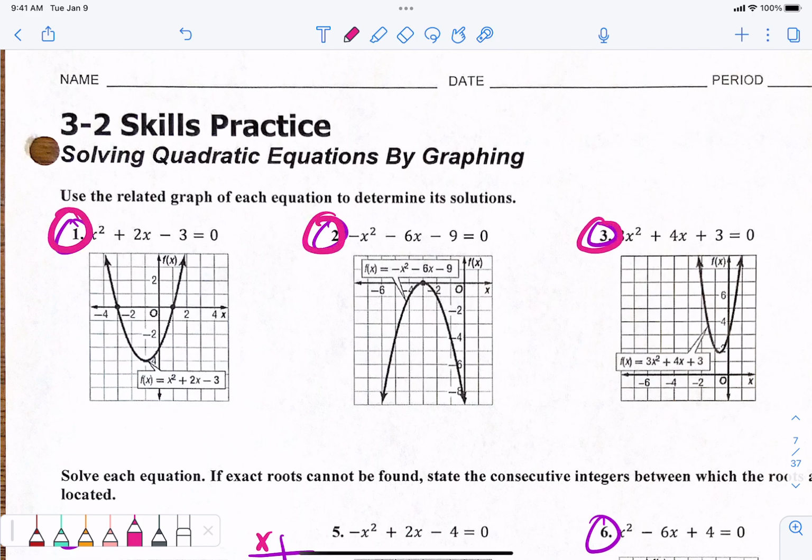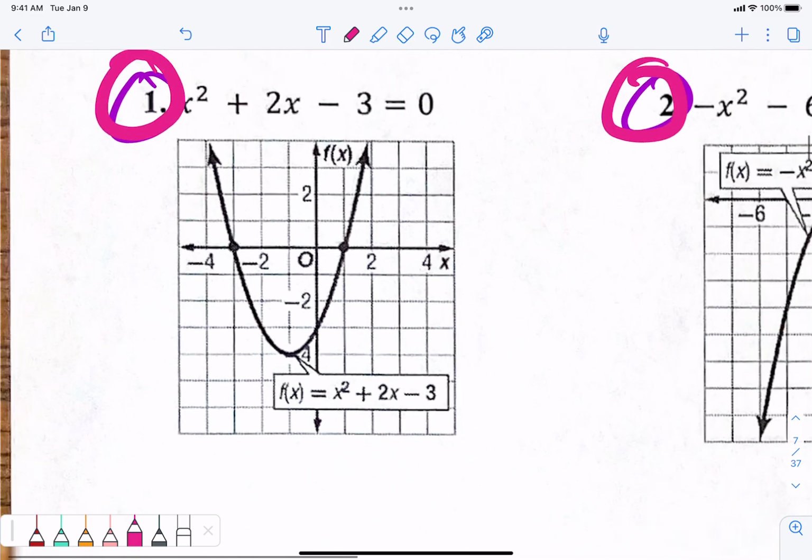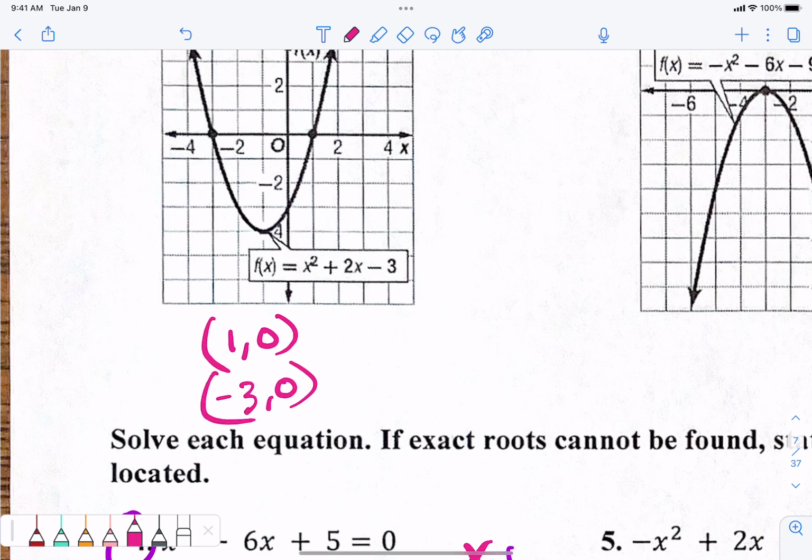Skills practice. Do 1, 2, 3. Okay, let's do 1 together, and I'll show you how easy this is. They're saying find the solutions. What's the solutions of number 1? The x-intercepts. What are the x-intercepts? 1 and -3. I'm going to say (1, 0) and (-3, 0). Those are my x-intercepts. Look at how easy that was.